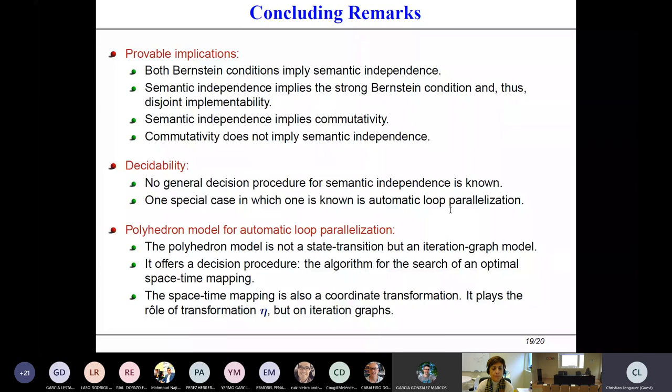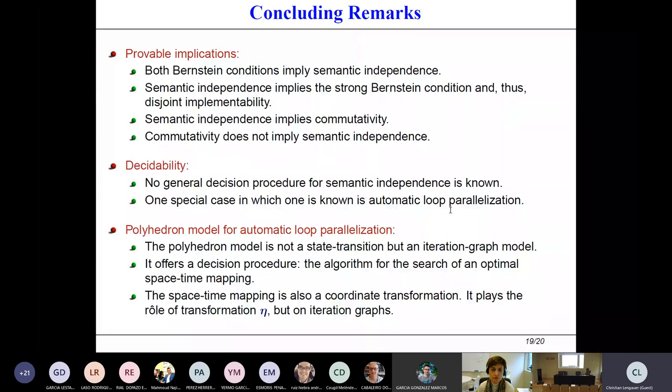Now, the polyhedron model of loop parallelization works on a different semantic model, not on a state transition graph, but on an iteration graph. But it offers a decision procedure. And this procedure is an algorithm for a search of an optimal space-time mapping. So not only any distribution in time and space of the steps of the loop nest, but an optimal mapping.